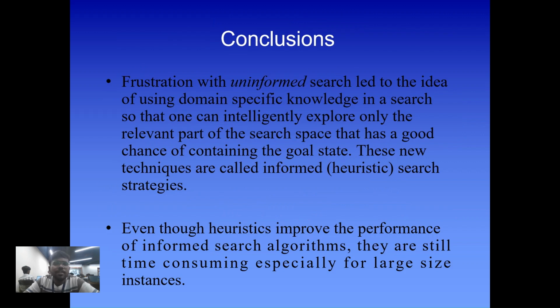In conclusion, frustration with uniform search led to the idea of using domain-specific knowledge in a search, so that one can intelligently explore only the relevant part of the search space that has a good chance of containing the goal state. These new techniques are called informed heuristic search strategies. Even though heuristics improve the performance of informed search algorithms, they are still time consuming, especially for large spaces.